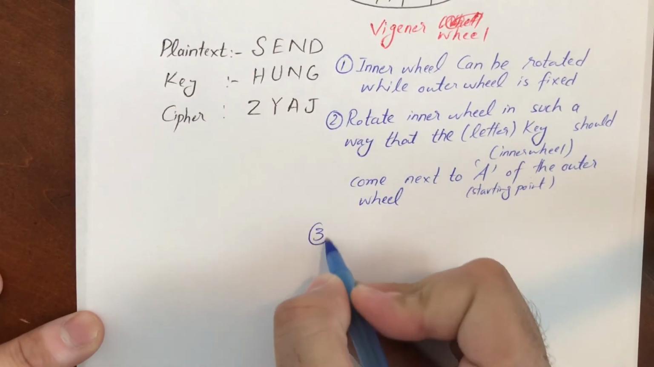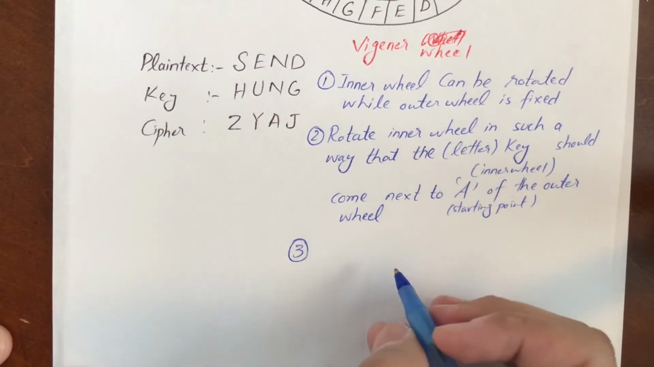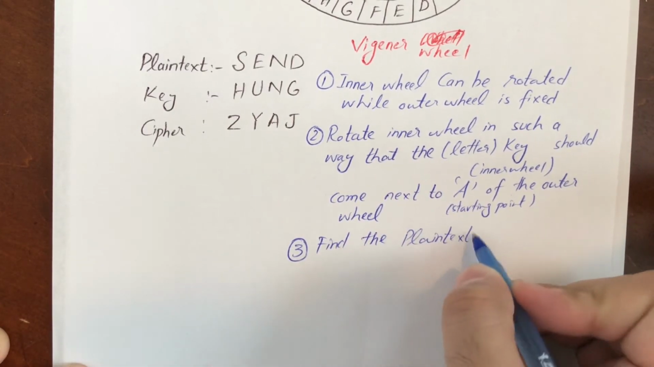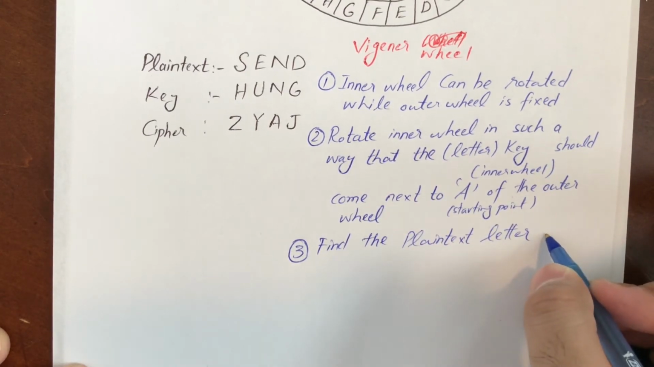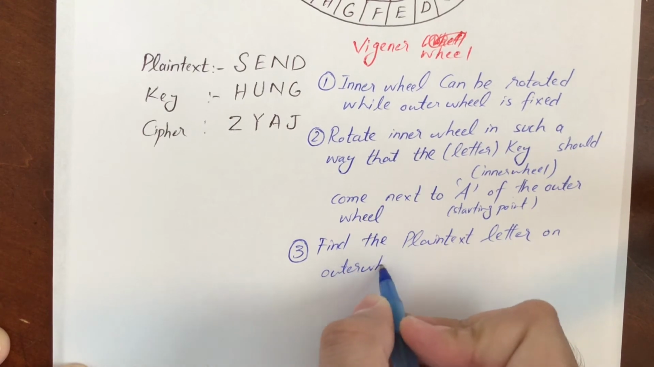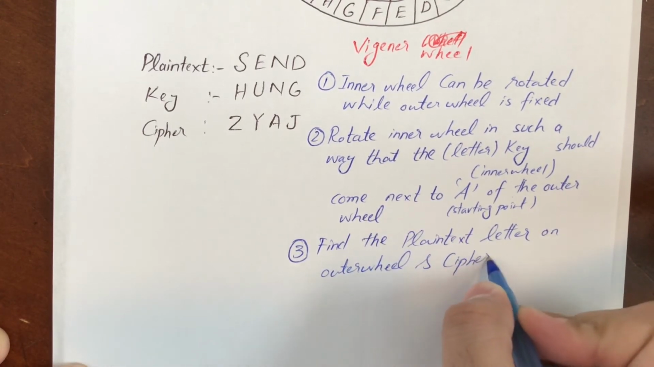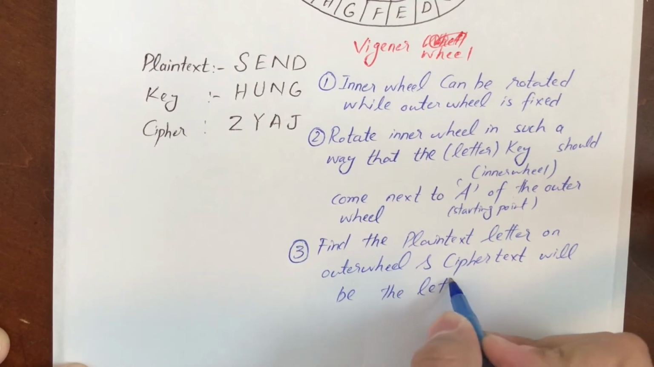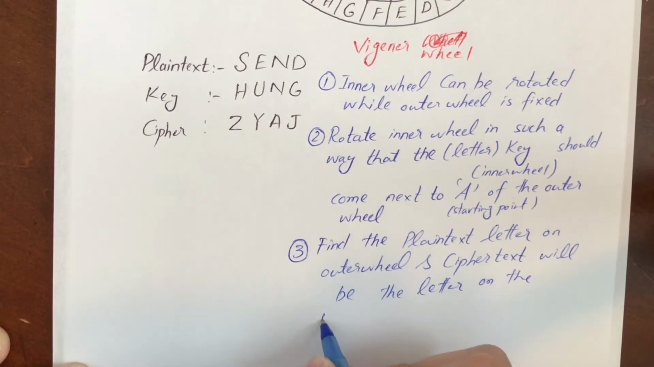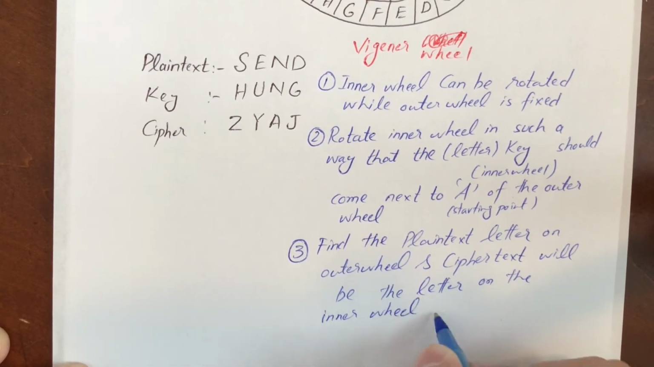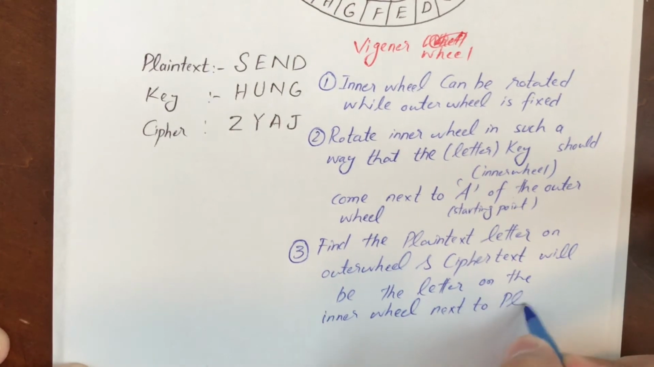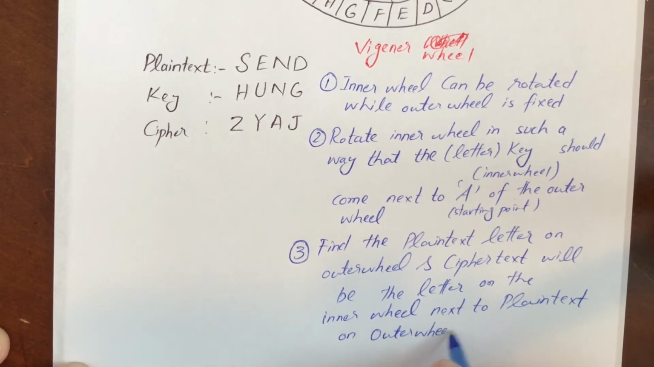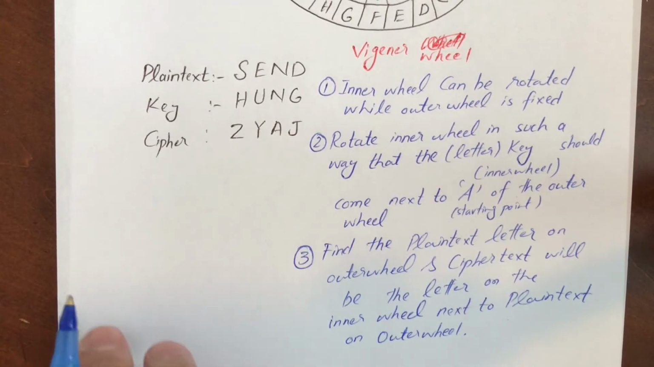The third rule of this wheel is: find the plain text letter on the outer wheel, and the ciphertext will be the letter on the inner wheel next to the plain text on the outer wheel. So these are just 3 rules that you have to take care of. Let me explain how these 3 rules work in fact.